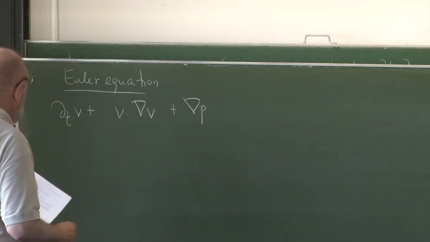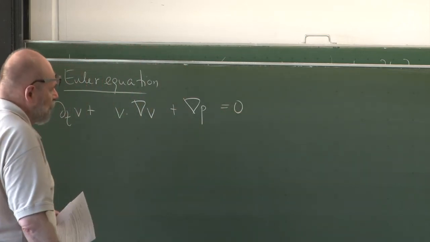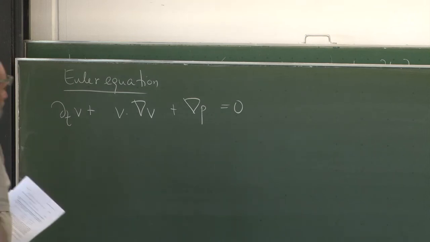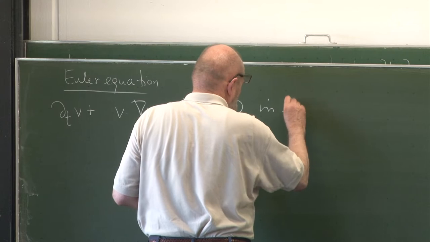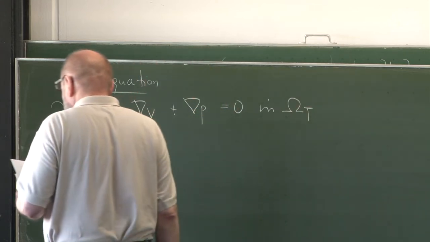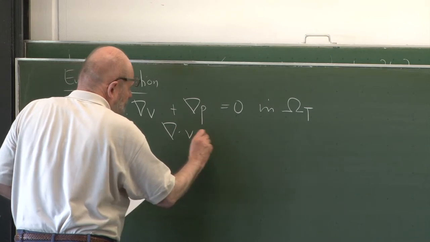We don't have viscous forces. And we don't look at sources. Sources should be possible, but that's it. So this is now, in the space-time cylinder, the equation. Furthermore, we still have the divergence freeness.